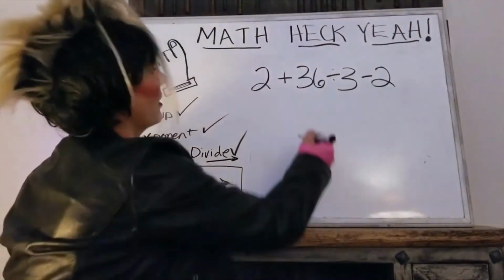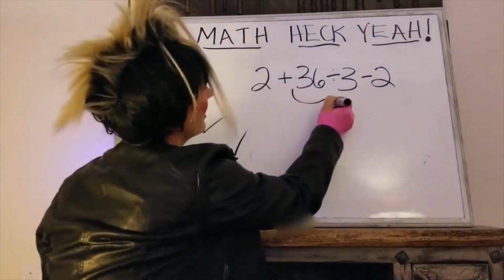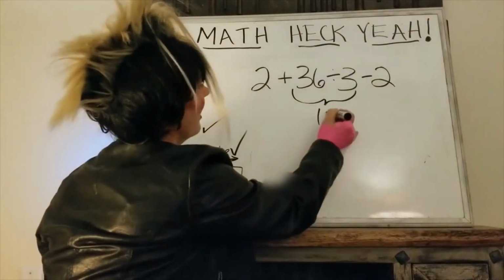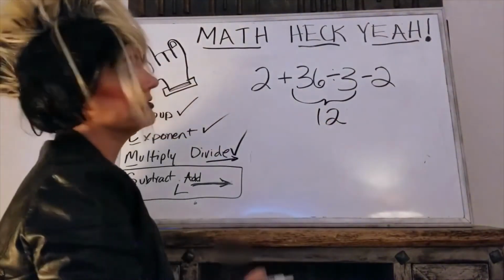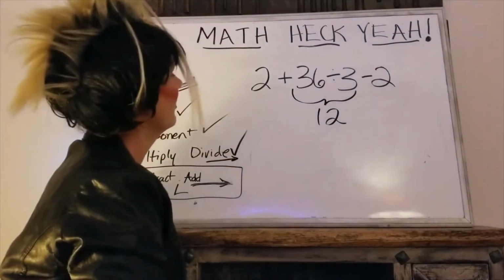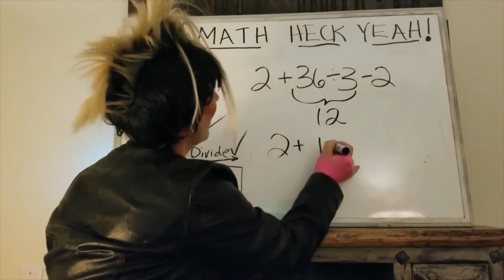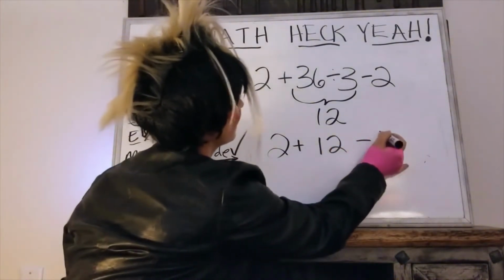So anyway, you should have done 36 divided by 3. And then you should have put in a 12 in there, because 36 divided by 3 is 12. So now our new expression is 2 plus 12 minus 2.